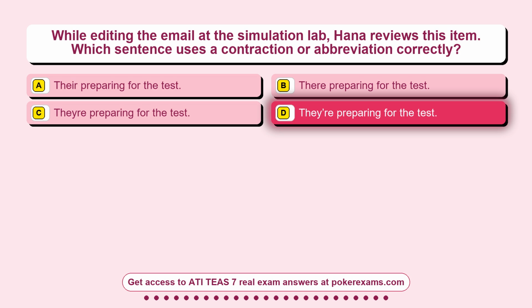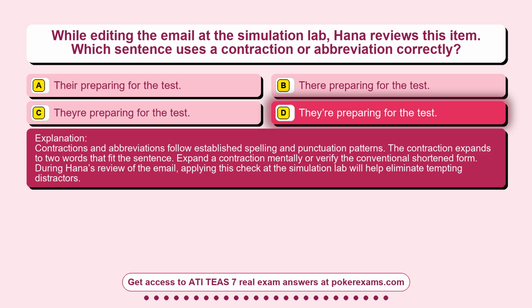The correct answer is option D. They're preparing for the test. Contractions and abbreviations follow established spelling and punctuation patterns. The contraction expands to two words that fit the sentence. Expand a contraction mentally or verify the conventional shortened form. During Hannah's review of the email, applying this check at the simulation lab will help eliminate tempting distractors.